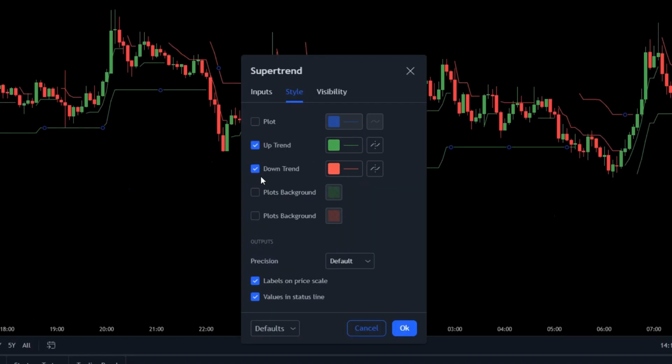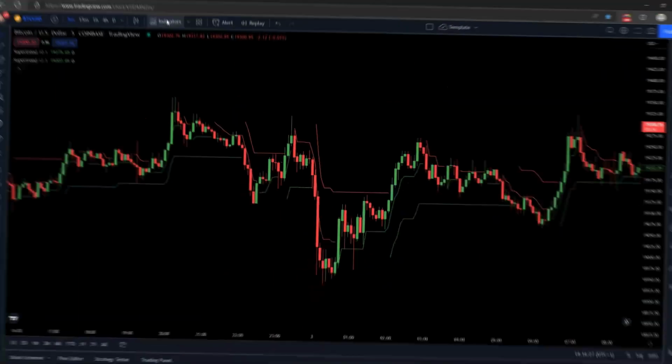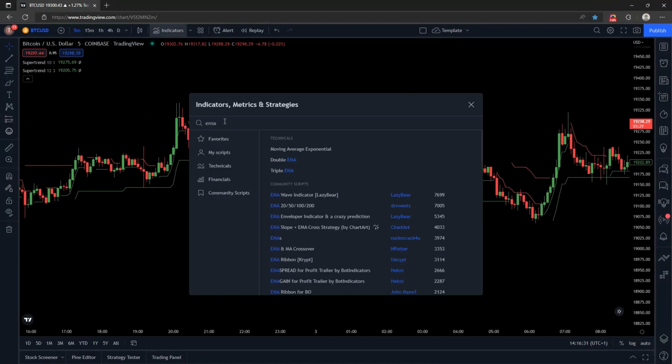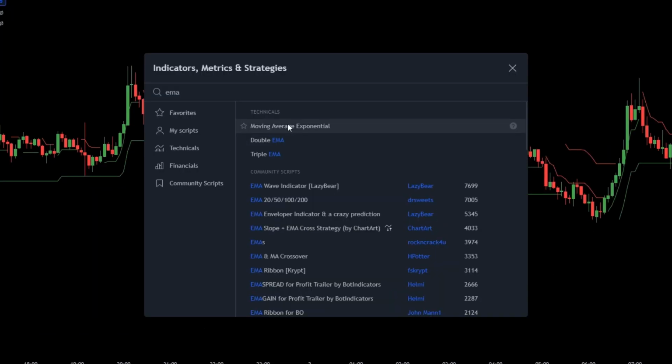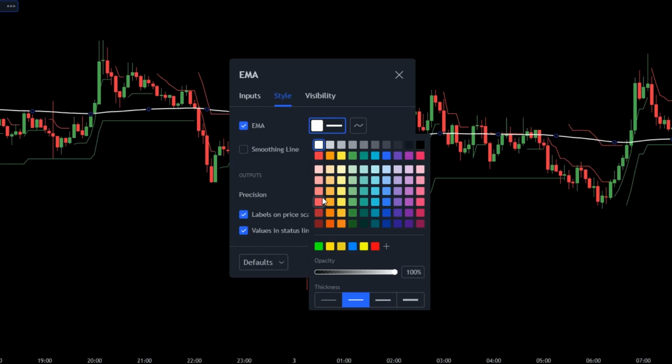For the style on both of these, I've unticked plot and I've unticked plot background. So now we're just left with 2 very simple lines. The last indicator we're going to add, type in EMA for moving average exponential. We're going to change the length from 9 to 200. Also change the color to white, thickness 2.